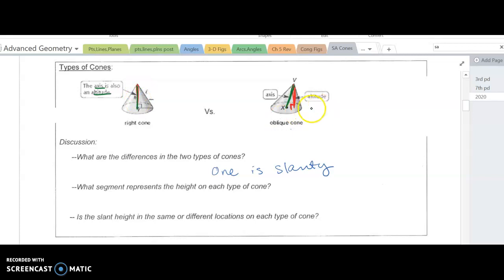But on an oblique cone, the line going up the center is not the same as the line that's perpendicular to the base. So this one's the axis and this one is the altitude. All right, so which segment represents the height of each cone? That would be the altitude. It's always the one perpendicular to the base.